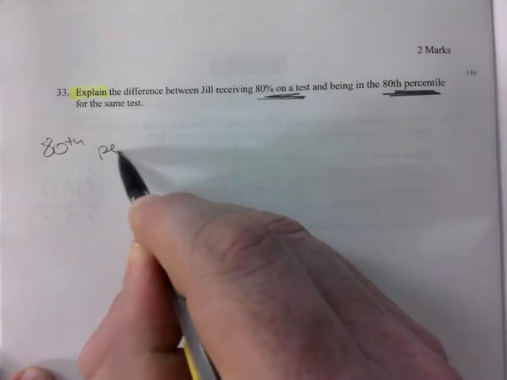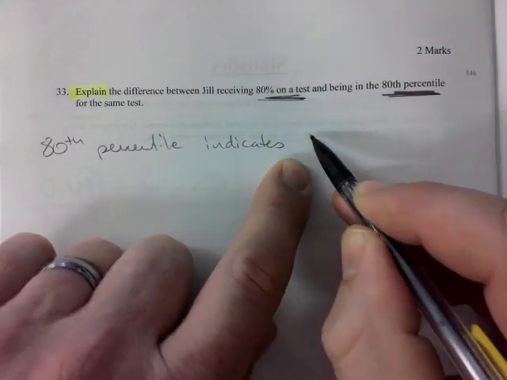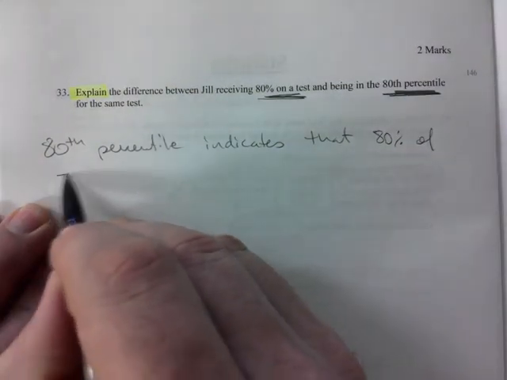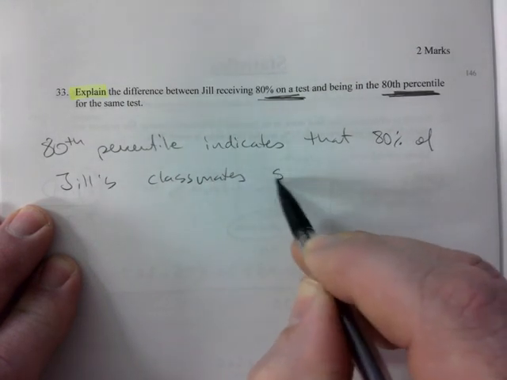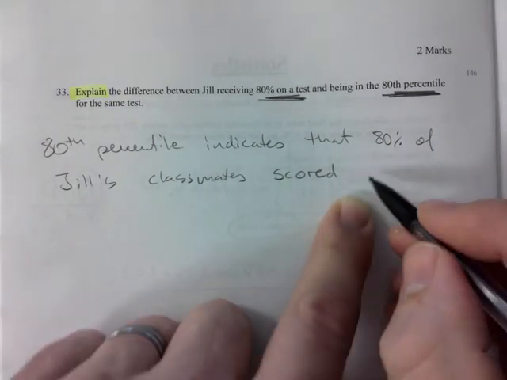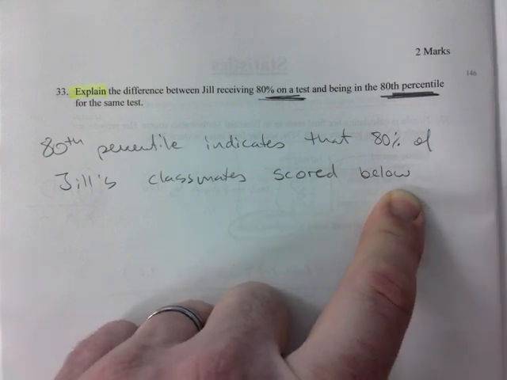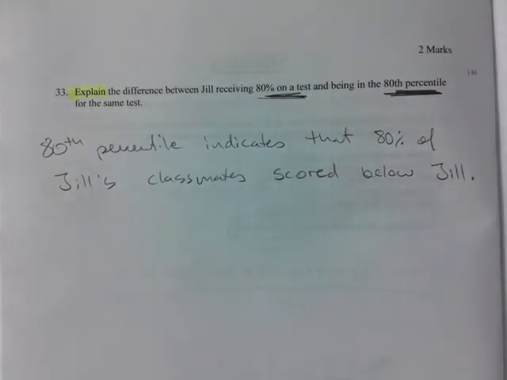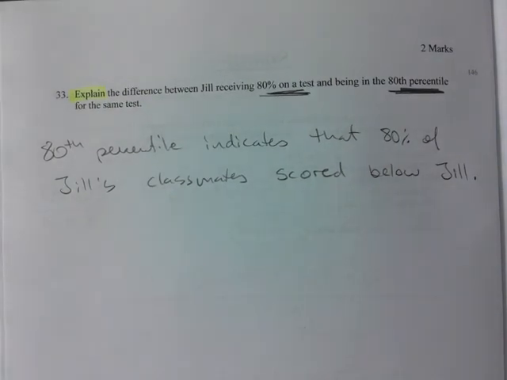Let's do the percentile first. 80th percentile indicates that 80% of Jill's classmates scored below Jill. They had test scores below Jill's, right? That's what that means.